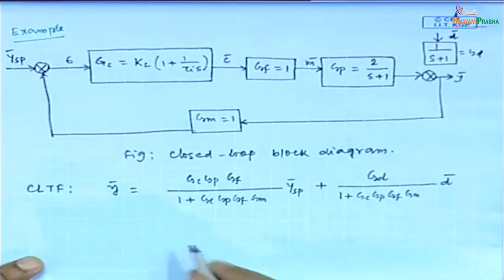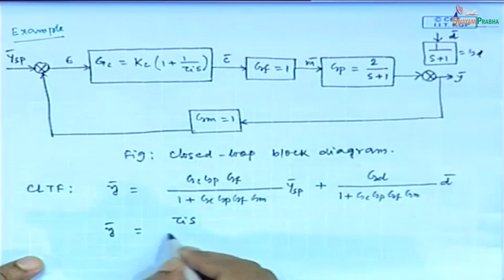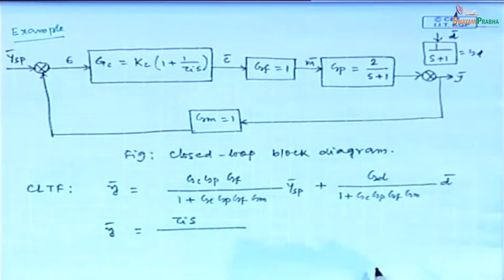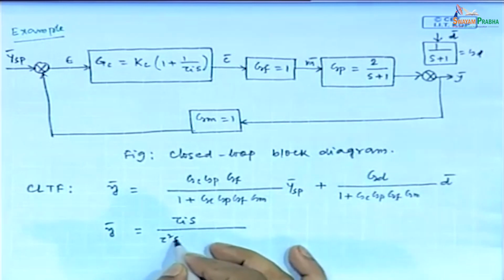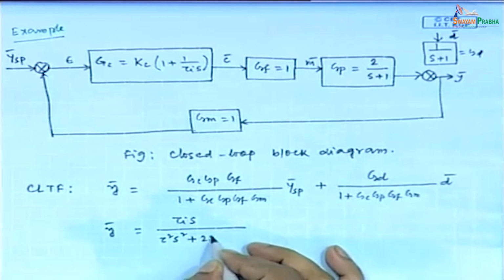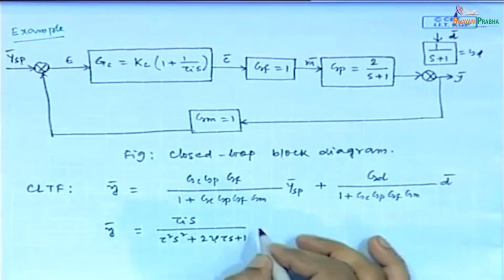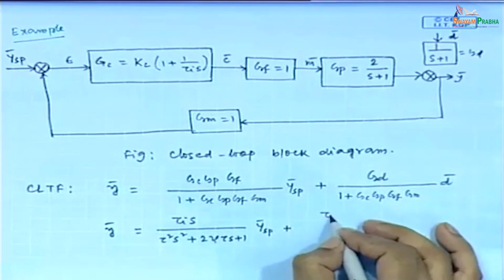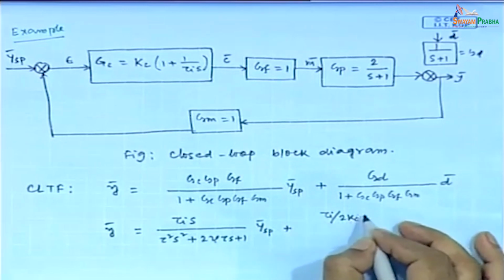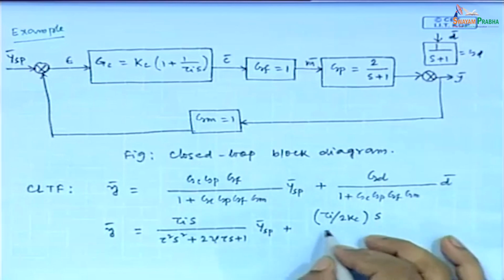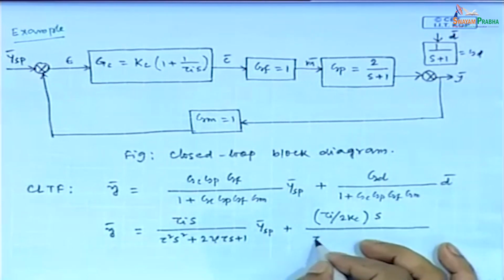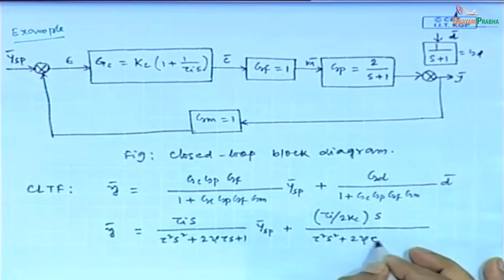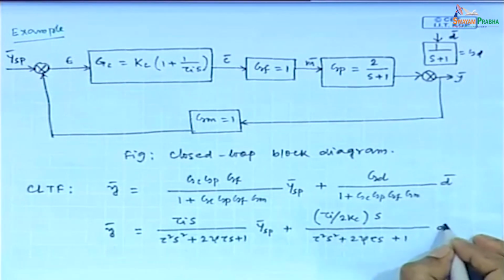If we substitute all the individual transfer functions, then finally we get y bar equals tau I s divided by tau squared s squared plus 2 zeta tau s plus 1 times y set point bar, plus tau I divided by 2 Kc multiplied by s divided by tau squared s squared plus 2 zeta tau s plus 1 times d bar.